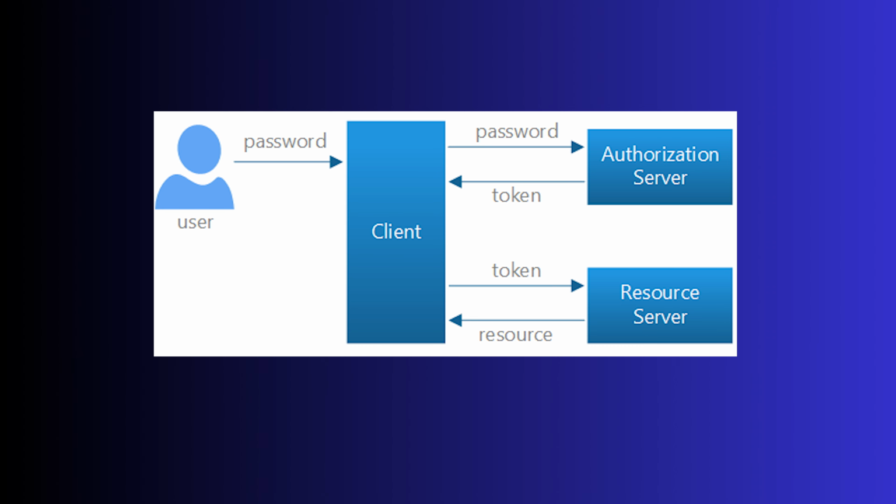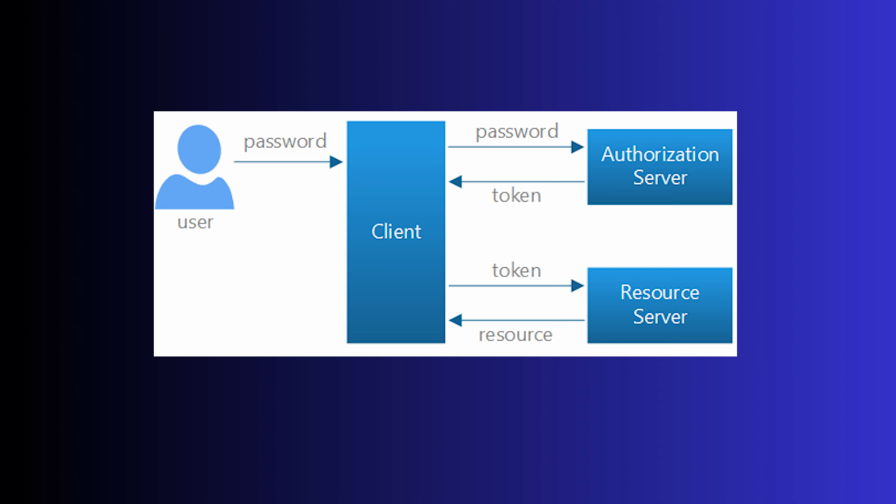So, JWT stands for JSON Web Token. Think of it like a digital key. When a user logs in successfully, the server gives them a token. Then, for every request, the client must send this token. If they don't have it, they can't access the protected endpoint.